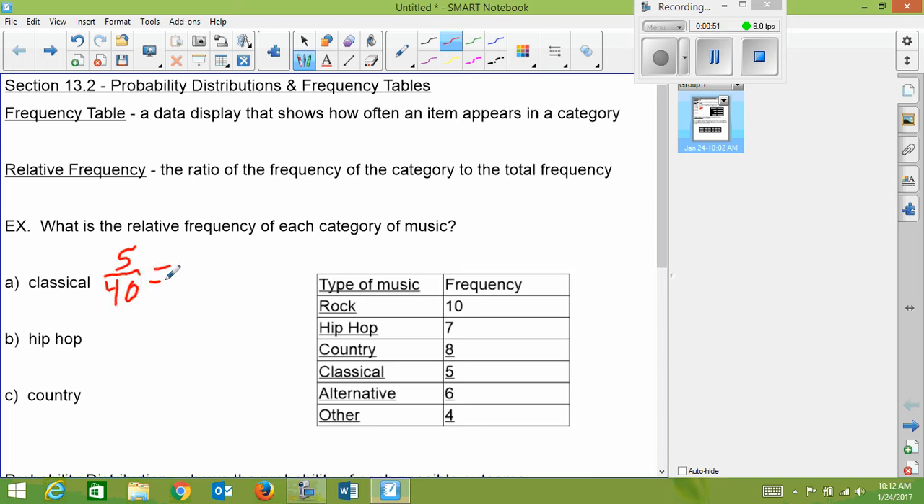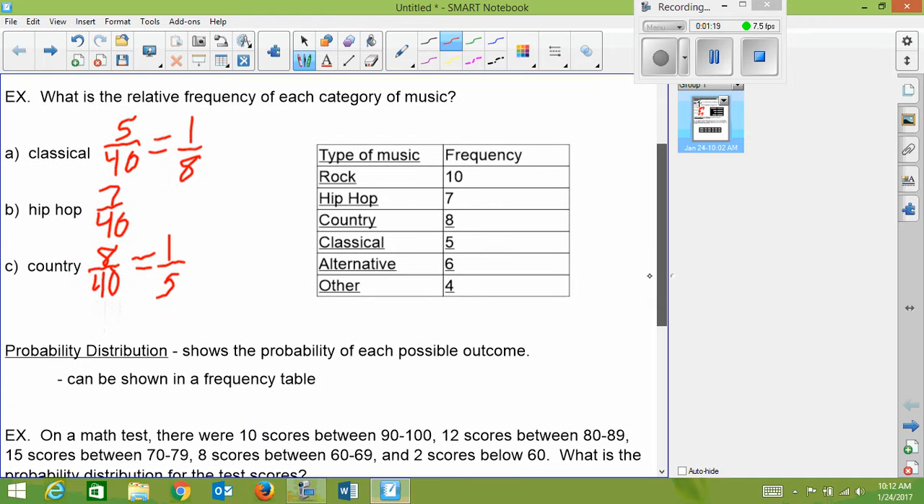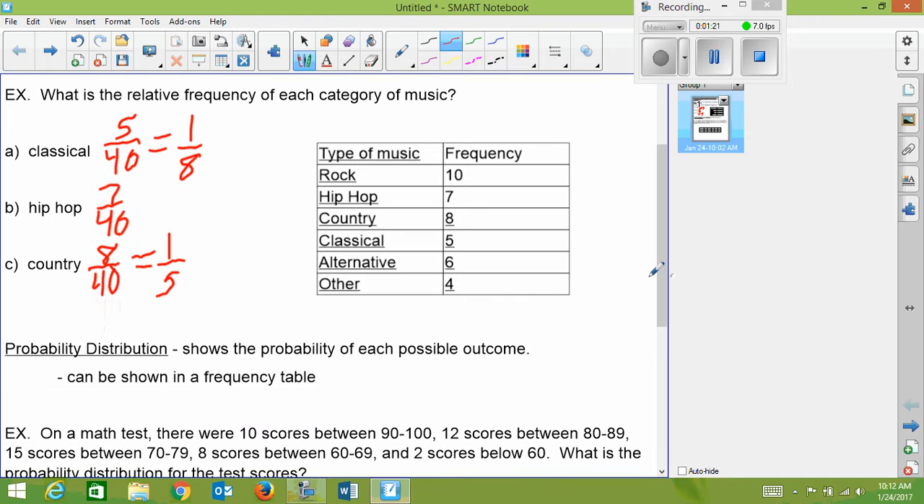And again, you should always reduce these. So 1/8 would be the relative frequency. 1 out of 8 times it's going to be classical. Hip-hop would be 7 out of 40, and that can't be reduced, so you just leave it. And then country would have happened 8 times out of 40, which could be reduced to 1/5. So 1 out of every 5 songs is country. Okay, so that's how to use the frequency table to answer those questions.